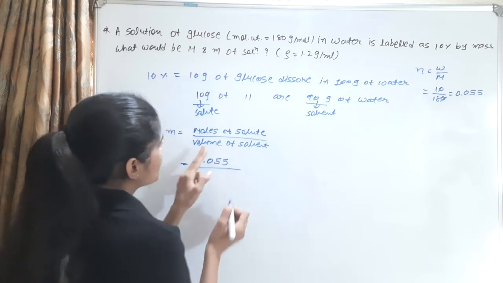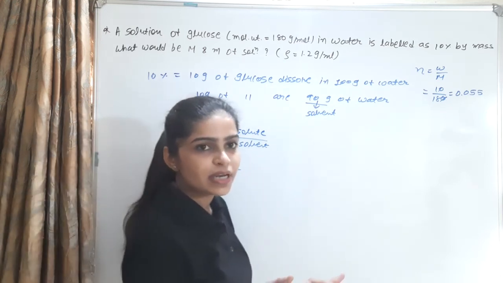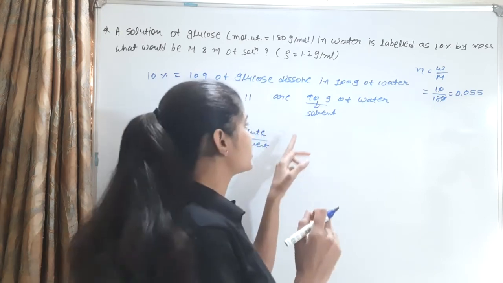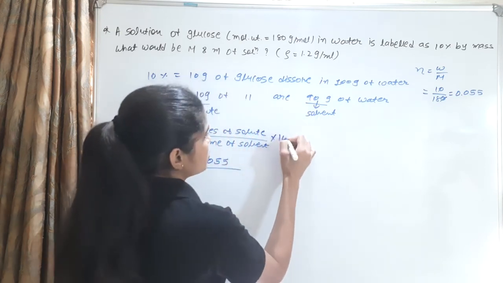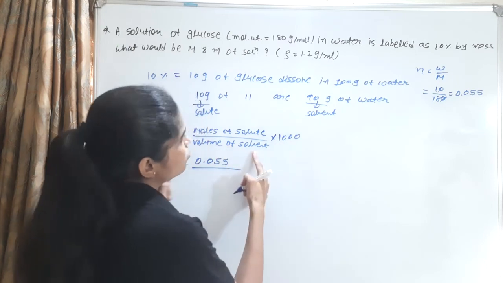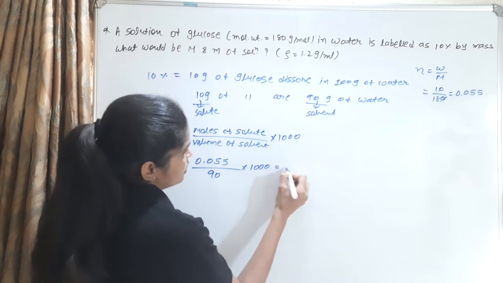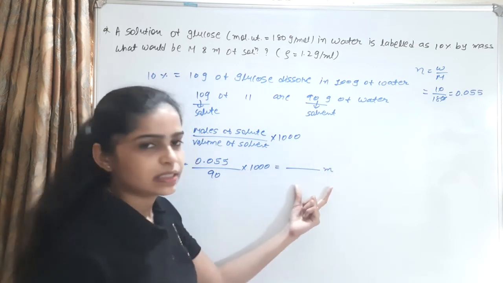0.055. And the solvent. In the definition it is per 1 kilogram of solvent, but in this the given value is in gram, so it is multiplied with 1000. So the solvent is 90 grams, and we multiply with 1000. That gives the molality.